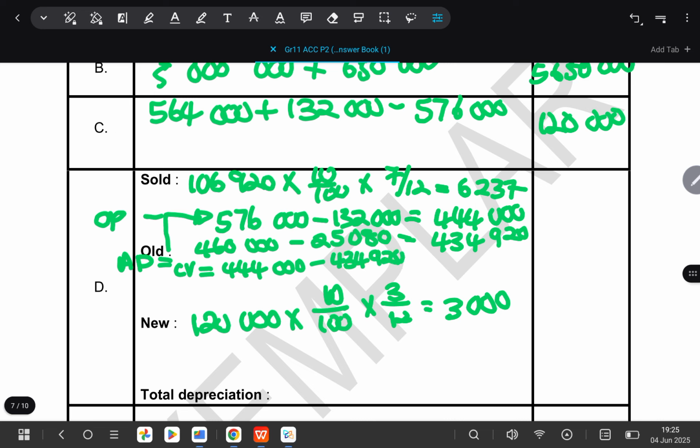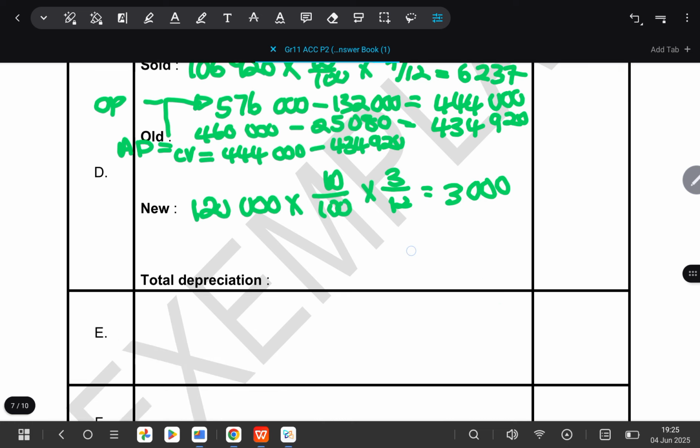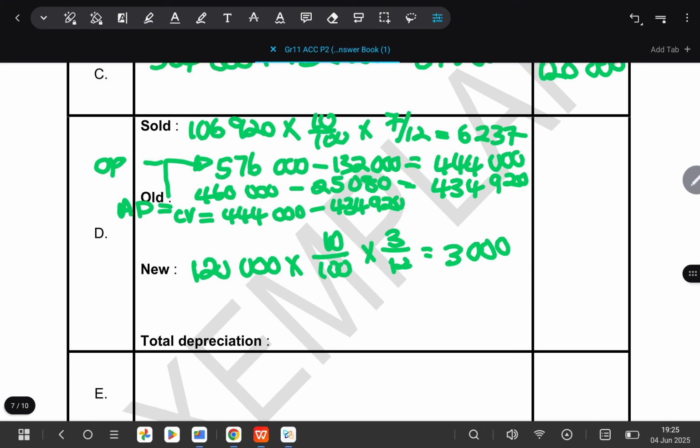I'm going to do this calculation. I don't know where I should move it so that I can have space. Okay, but let's get that carrying value first. So take 444,000 minus 434,920. It gives us 9,080. So this is our carrying value.